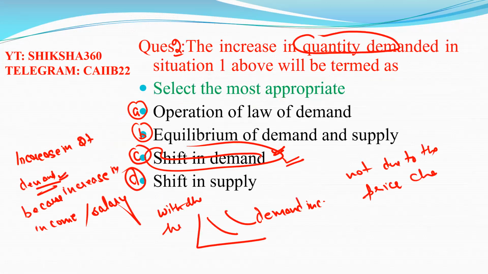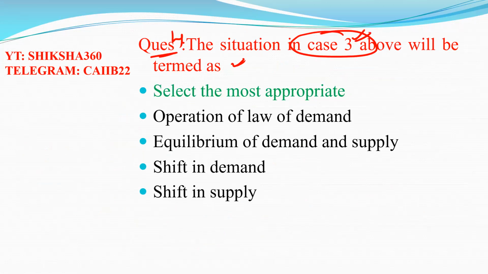So what is the answer here? Please go through the question. The situation in case 3 above will be termed as, select the most appropriate: operation of law of demand, equilibrium of demand and supply, shift in demand, or shift in supply. Please tell what is the correct answer.